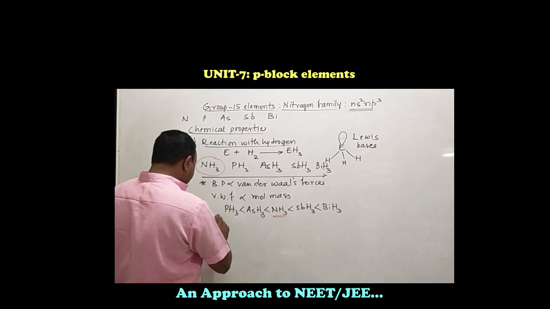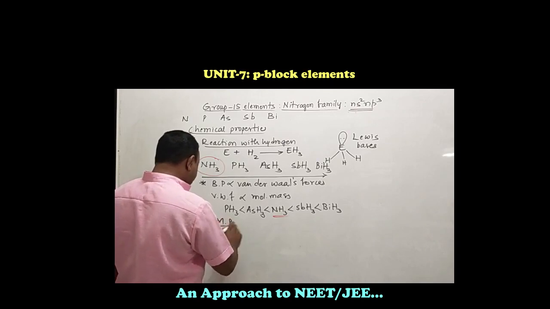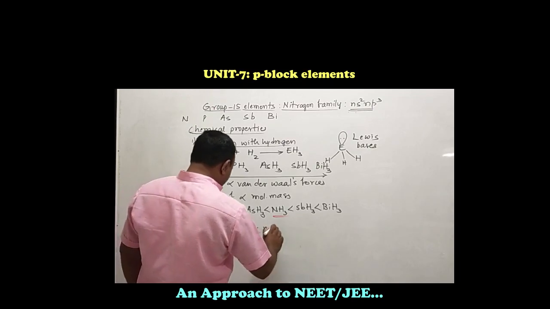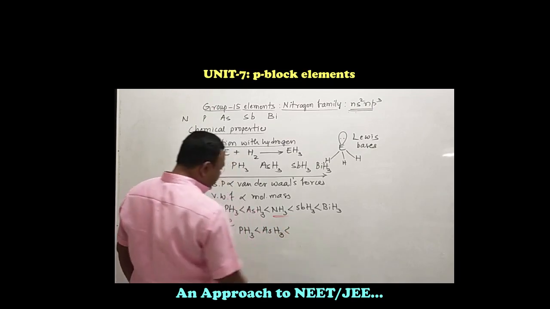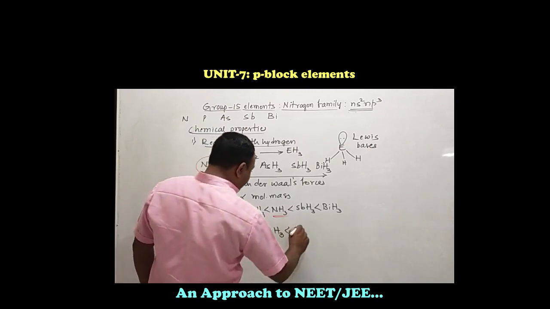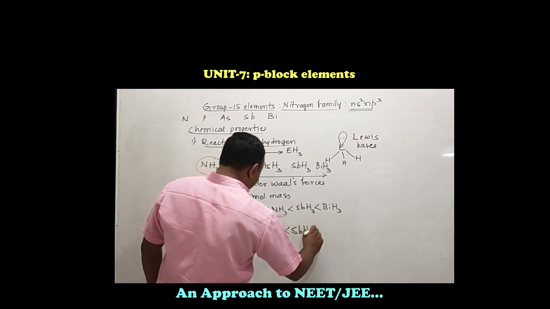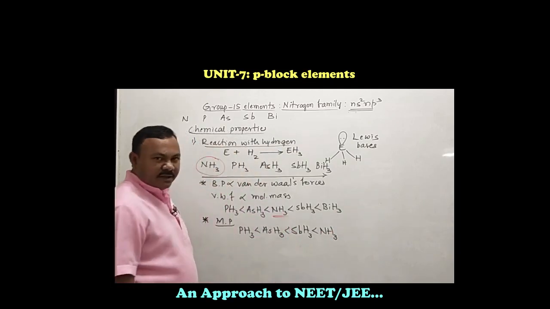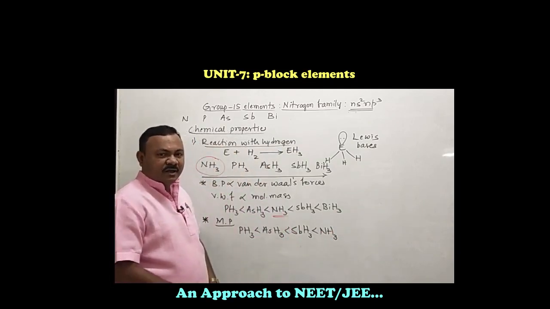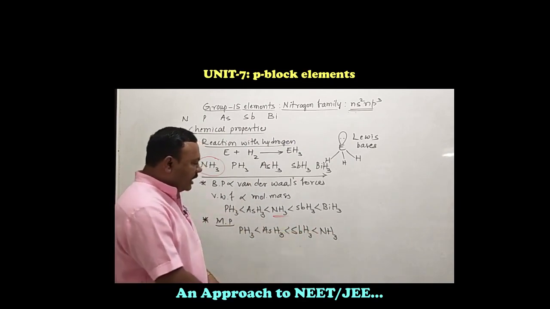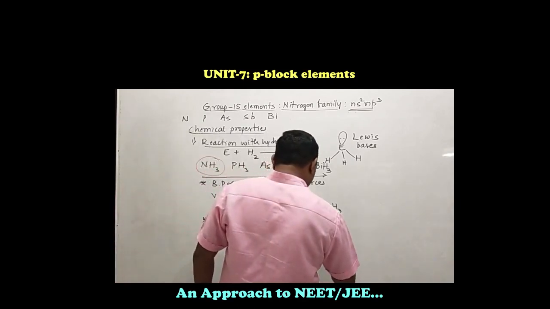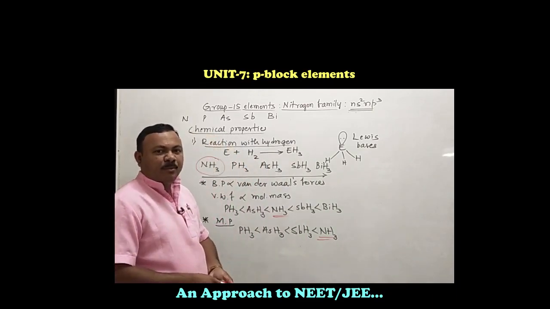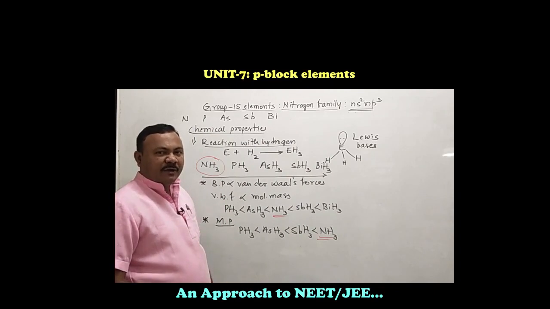When you concentrate on the melting point of all these hydrides, see the melting point. Phosphine melting point is less than arsine. Arsine melting point is less than stibine, and stibine melting point is less than ammonia. We have left bismuthine. It's not existing in the solid state. Ammonia is showing the highest melting point. Once again, we are giving the same reason, hydrogen bonding. Solubility, boiling point and melting point we have taken.